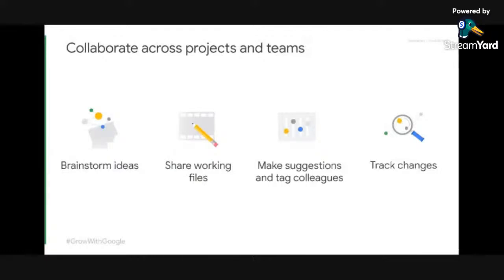These are the 4 key ways you can collaborate across projects and teams. You can brainstorm ideas, you can share working files, you can make suggestions and tag colleagues, and finally, you can track changes. So let's take a look at each of these individually.